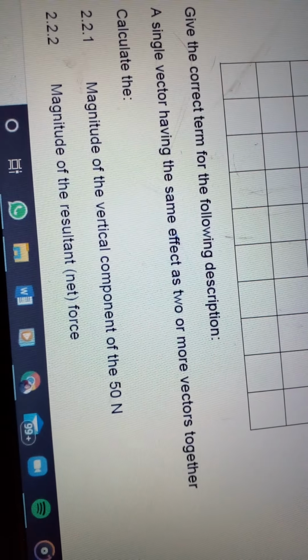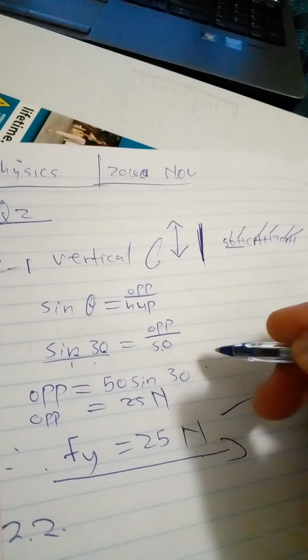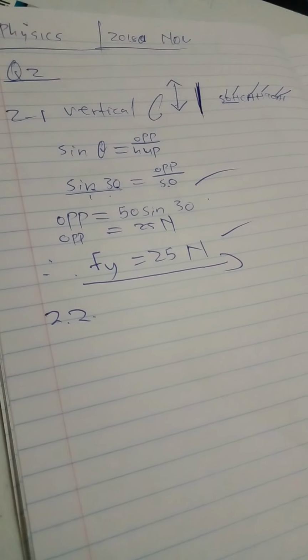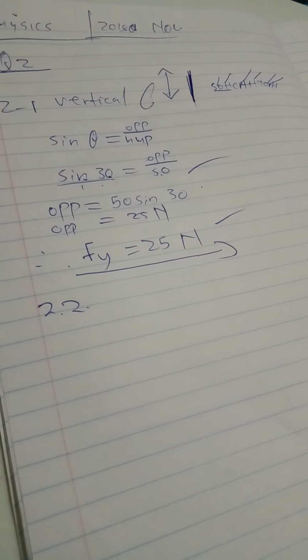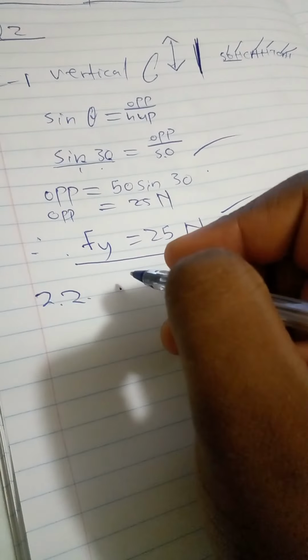So let's go to 2.2.2. Calculate the magnitude of the resultant force, and check it carries 5 marks. You have 1 here and 1 here, 2 marks. To calculate the magnitude of the resultant force, you must find the resultant force for the vertical component and the horizontal component.